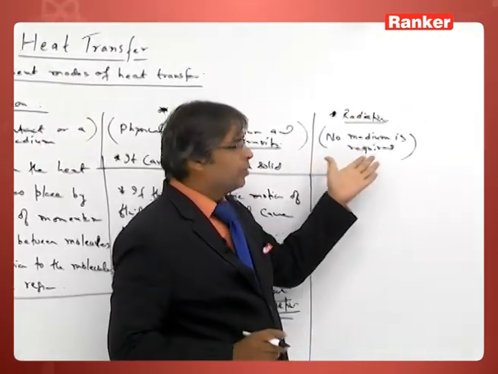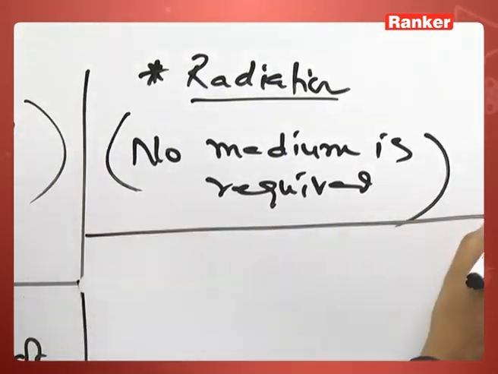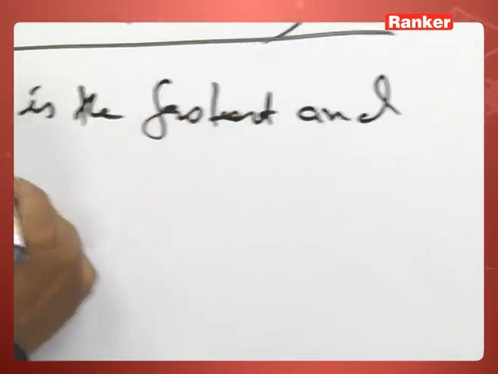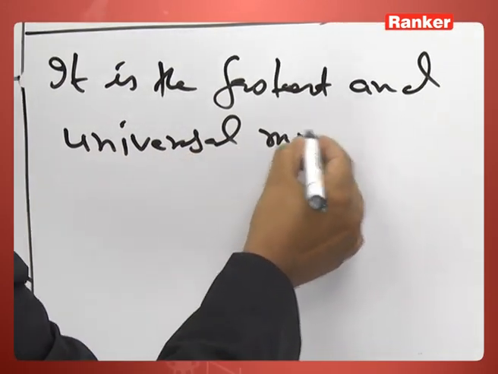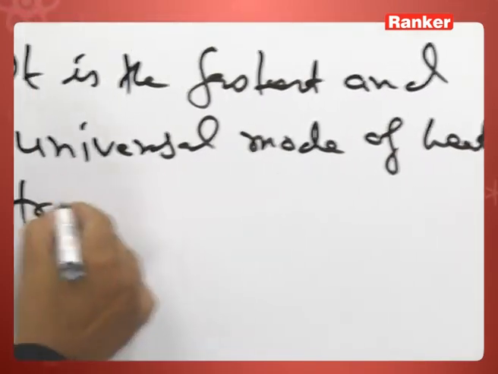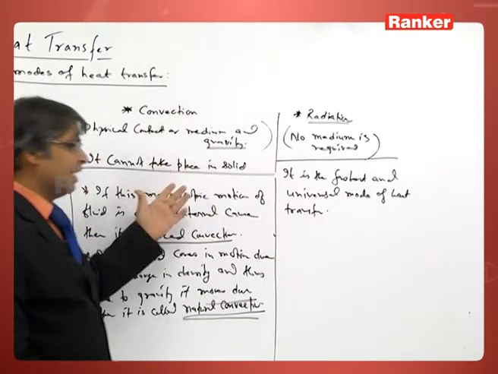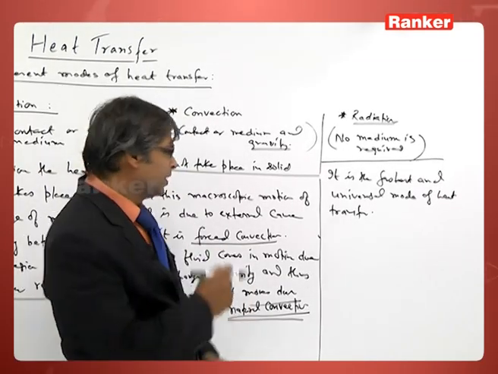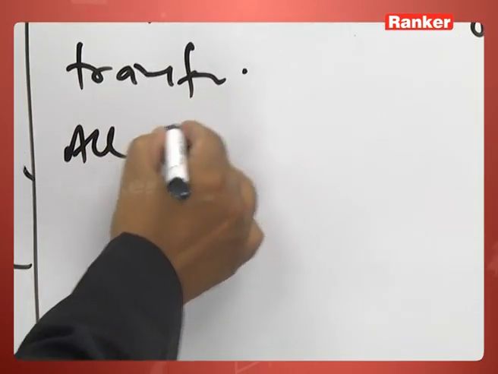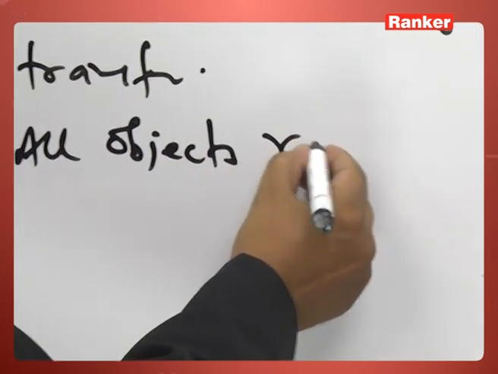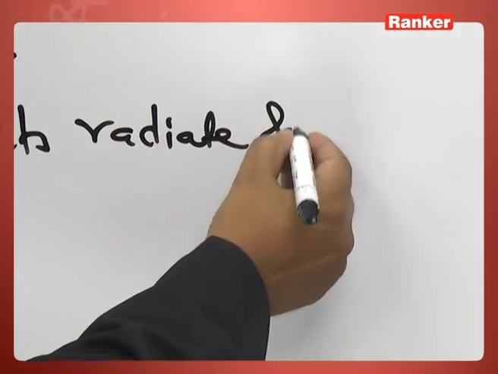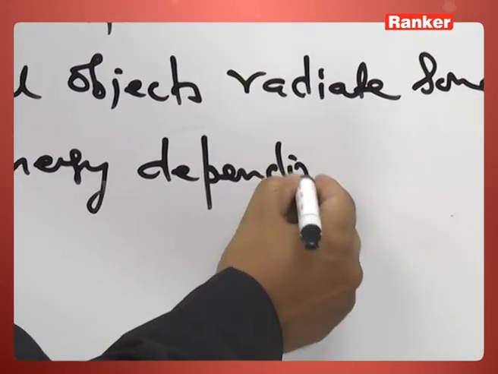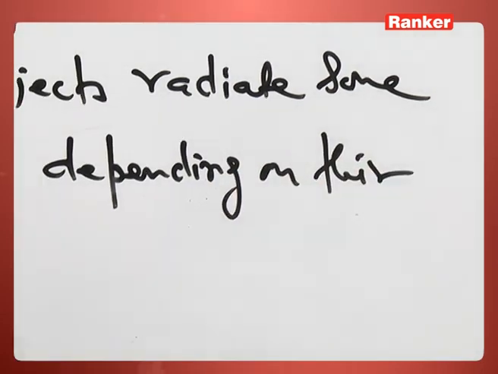Next, come to radiation. For radiation, no medium is required, and it is the fastest and universal mode of heat transfer. That means in conduction as well as convection, radiation was also taking place. So, what is this mode of heat transfer? The idea is that all objects radiate some energy depending on their temperature level.